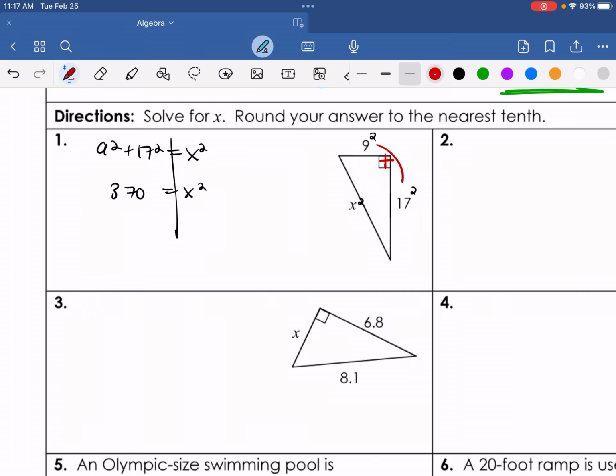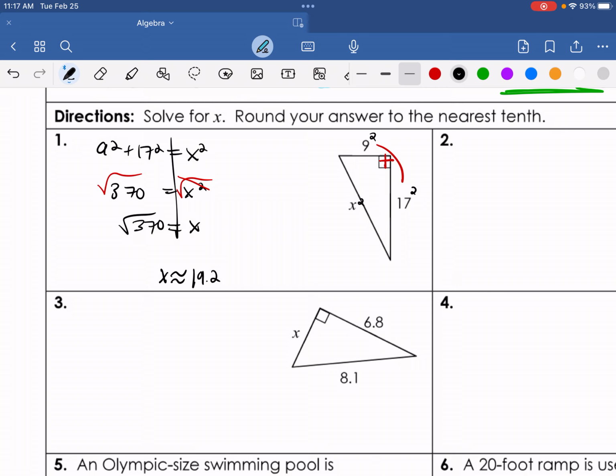And then from here, last step, how do you get x by itself? It has a little squared on it. Square root is the opposite. They cancel each other, and we get x by itself. So now we're done, and it equals the square root of 370. As a decimal, you can round it, and it's 19.2. So x is an estimate of 19.2.